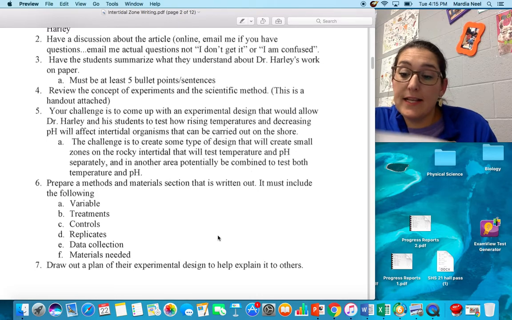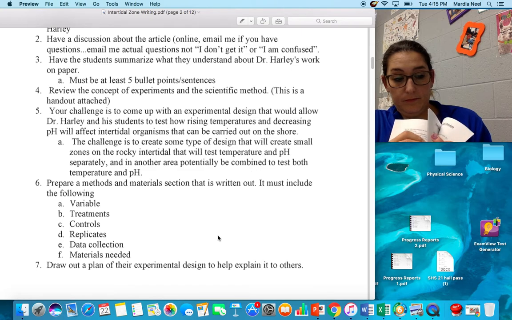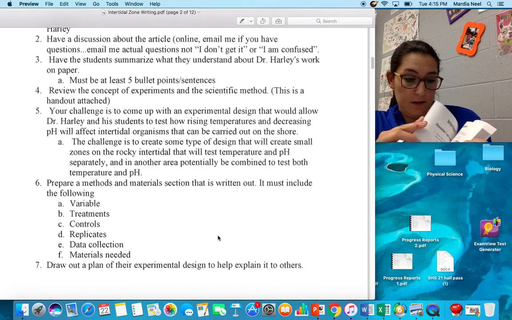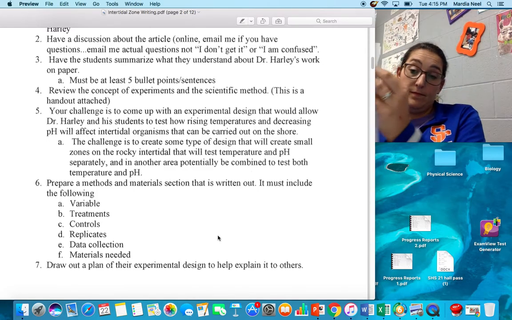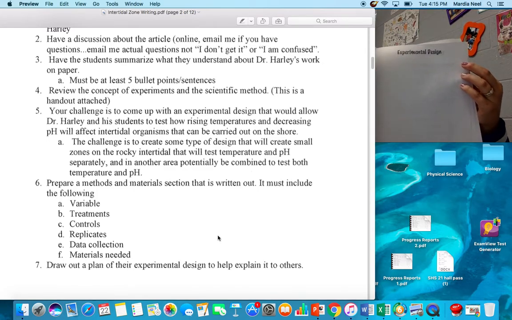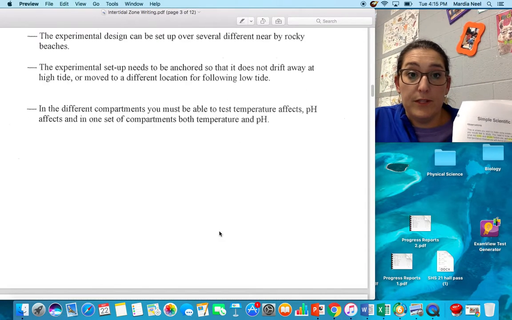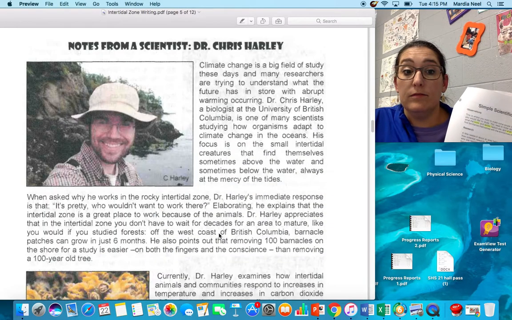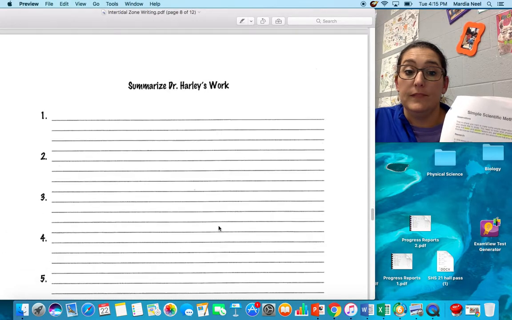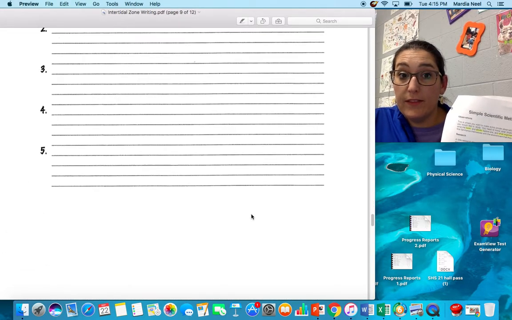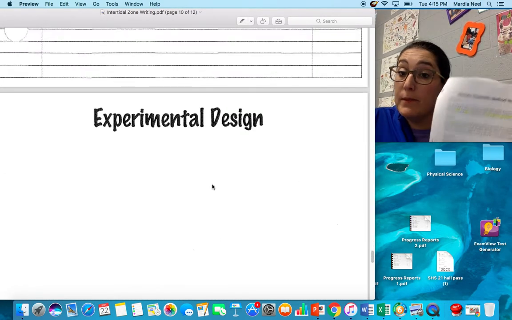Once you've come up with this design, you are going to draw out your design on the page that says experimental design. It's down here. So it's right after the page where you wrote down, so you summarize Dr. Harley's work. The next page, a second to next page, is your design. You're going to draw me a picture of your design here.